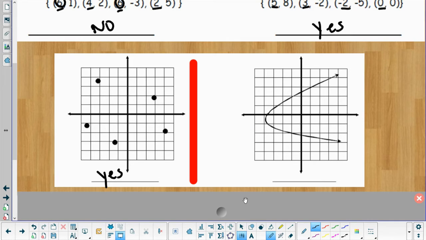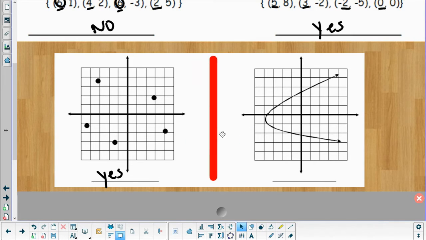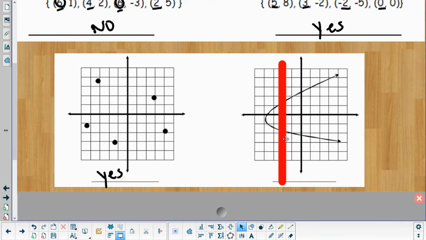Now, if I take the same vertical line and I slide it over to this one over here, if I put it right here, do you see how it crosses the line right here and again down there? So it hits twice. So this one does not pass the vertical line test. So no, that one is not a function. Okay, you can only have one Y for every X.